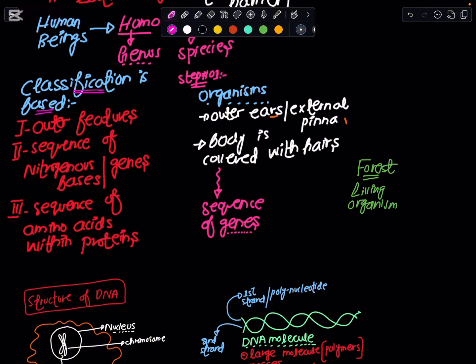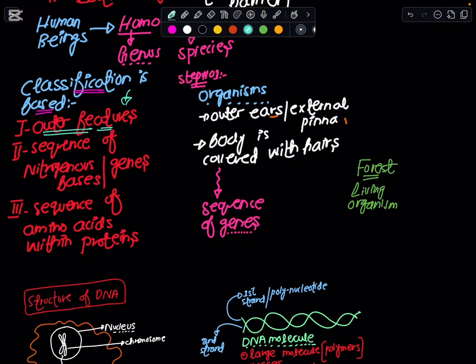First, we will look at their outer features. In the case of humans, the outer features are that our body is covered with hairs, and the females feed their young ones with the help of mammary glands. So the presence of fur is an outer feature. But in some situations, these outer features are misleading.